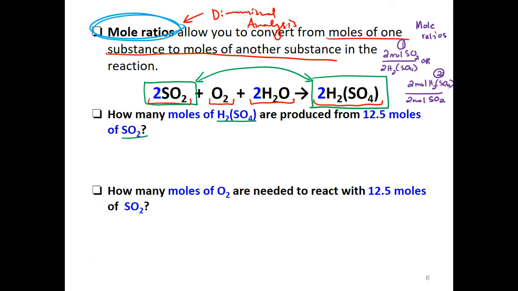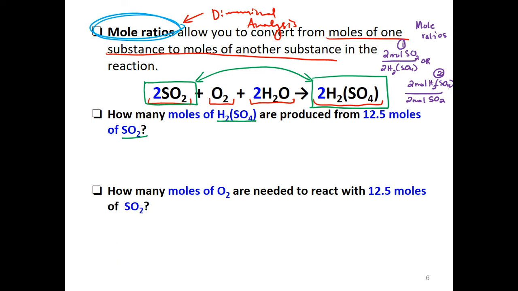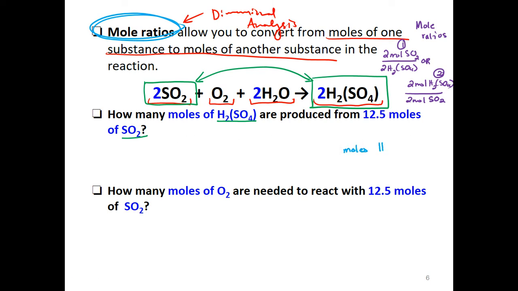Let's do red. Okay, so there's too much red on the slide. Let's do light blue. So it's asking how many moles of sulfuric acid. So that means we have to end up with moles of H2SO4. It's all right. The answer is already there, but I just want to show you how the work is done.